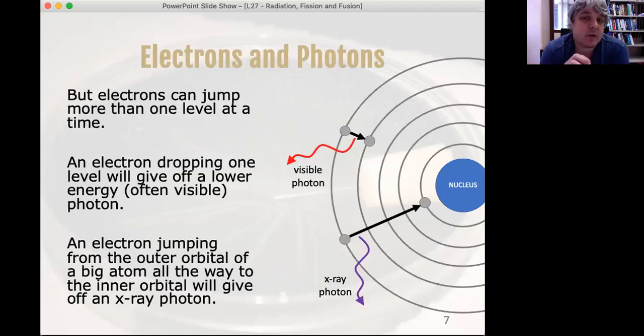But an electron that jumps from the outer orbital of a big atom to an inner orbital is making a huge jump across multiple shells. It's got a lot of energy to get rid of. It's a lot lower energy, really close to the nucleus, than it was in its really high position far out. And it will give off all of that energy, again, as a single photon. But that is so much energy that it now becomes an X-ray photon. And that is where X-ray photons come from. They come from electrons of bigger atoms jumping from outer shells all the way to inner shells. So that's where X-rays come from. They just come from that electron jump.